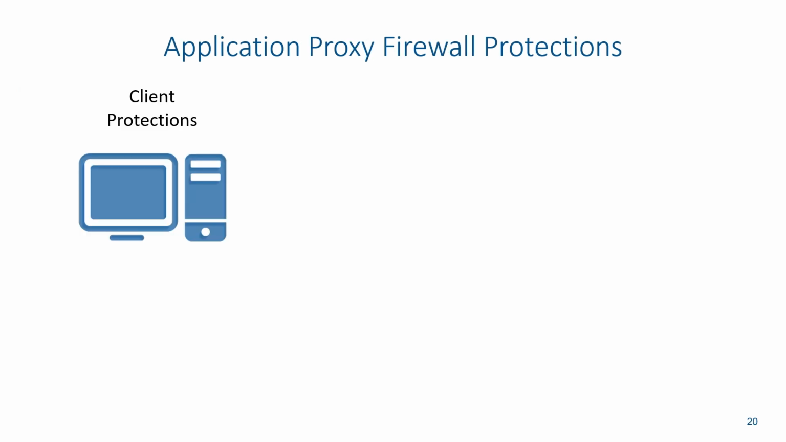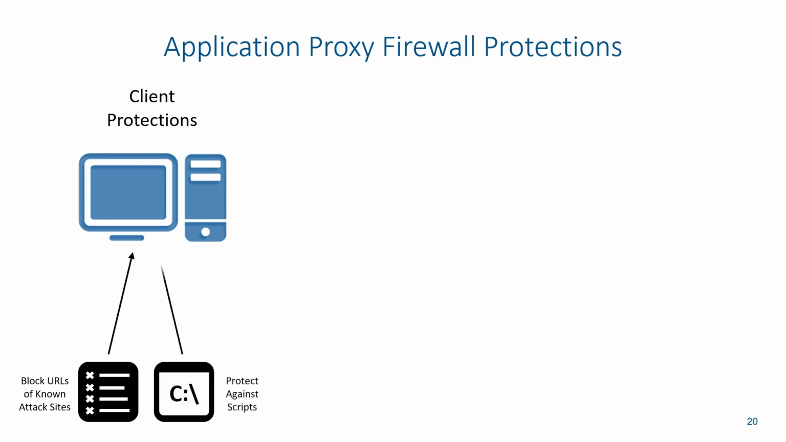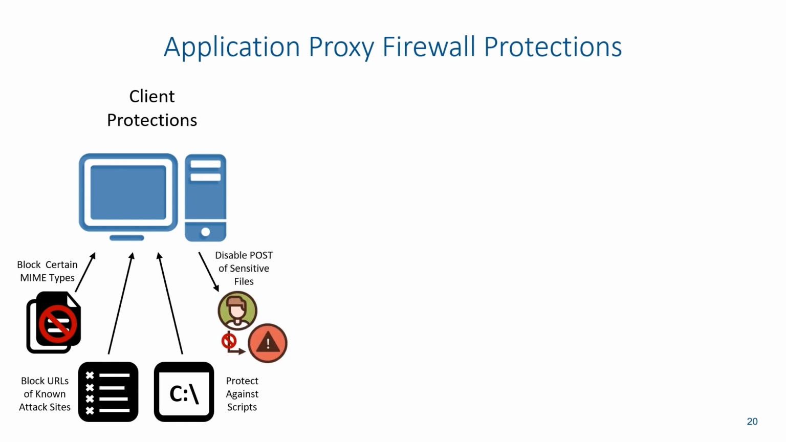So what protections does an application proxy firewall grant? Well, on the client side, we can have these blacklists, that block URLs of known attack sites. We can also protect against specific scripts embedded in web pages, for example, to protect against cross-site scripting. We can also block certain MIME types, or just think of this as attachments or file types. We can also disable the post of sensitive files. So if you're an organization, you don't want your employees to post sensitive files outside of your network, and so you can disable the sending of those files.